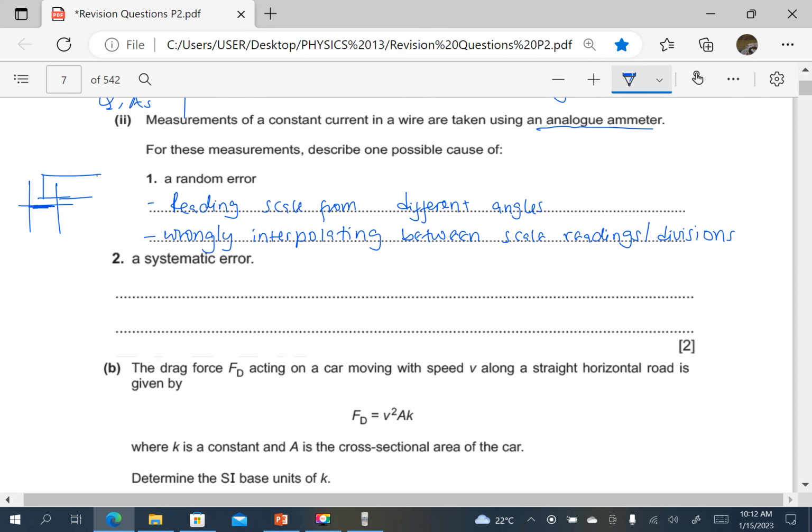Then a systematic error. Of course, a systematic error many times comes with the instrument. And there are two common systematic errors which may come with the instrument. Number one, we expect a zero error. That is, the instrument gives a reading even when a measurement is not being taken. Number two, there could be a wrongly calibrated scale.